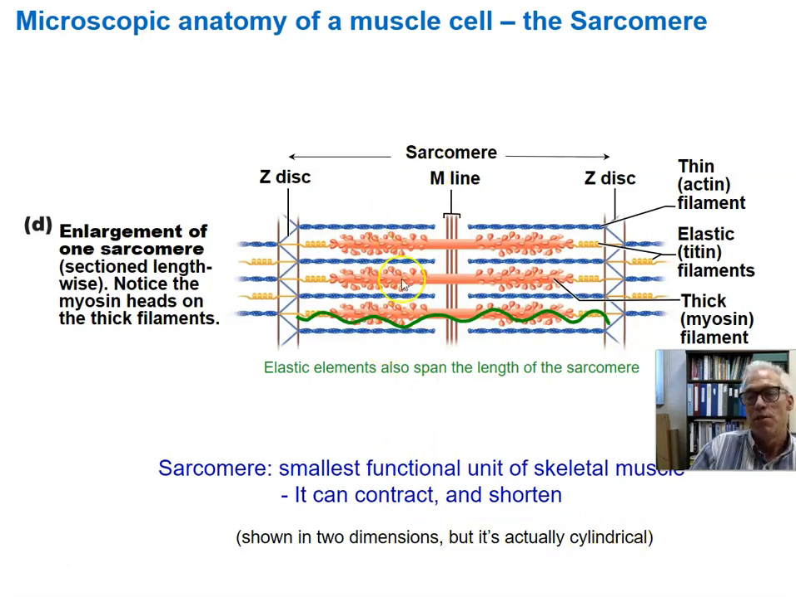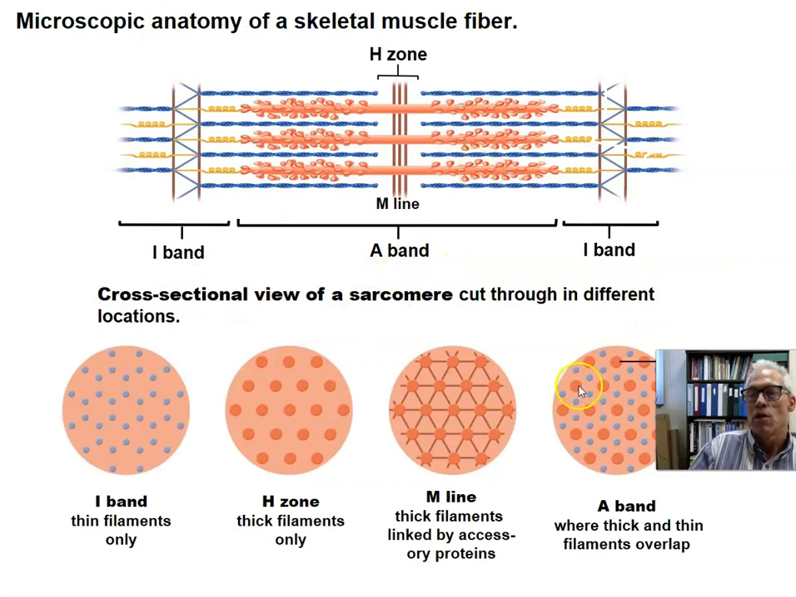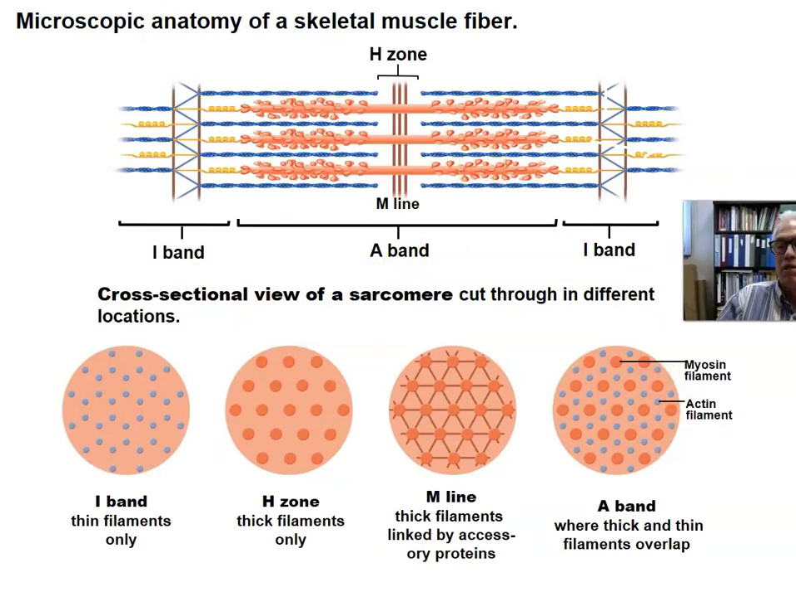This is actually a cylindrical structure, of course, and if we look at it in cross-section, we'll see some interesting observations. If we cut through the sarcomere where the protein is densest, we see the actin and myosin filaments are overlapping. Here's what it would look like in cross-section, and you can see that every myosin filament is surrounded by actin microfilaments. Or if you look at it the other way, every actin microfilament is surrounded by myosins.